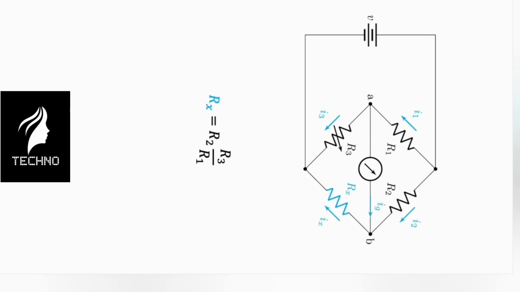Usually, we like to represent it as R2 over R1 times R3 because this tells us that Rx is equal to the ratio of the 2 fixed resistors multiplied by the variable resistor.